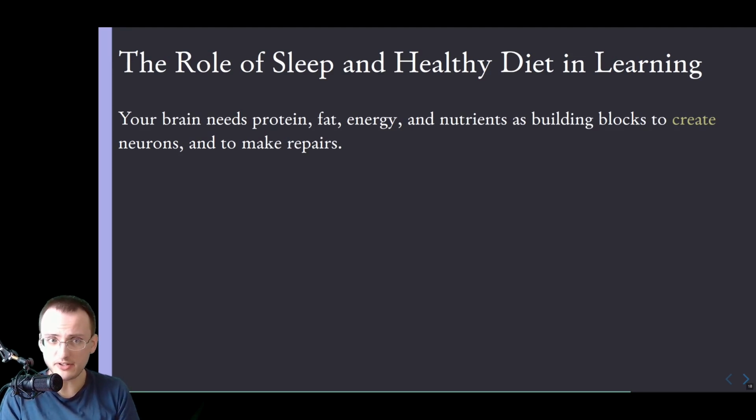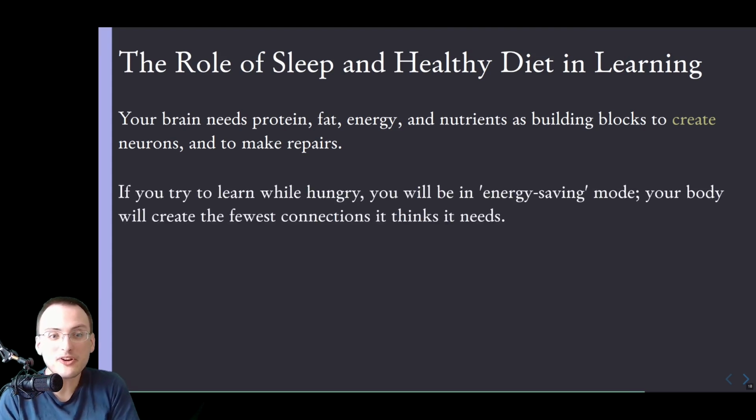Your brain is made of cells. Cells are made of proteins and fats and carbohydrates and nutrients. You need all of these building blocks to create those little chemical markers, to do the sodium potassium exchange that actually rubs together and causes the pulse of electricity that sends electricity along a neuron. If you're not getting any food and you're trying to learn while you're hungry, you're going to be in energy saving mode. Your brain is wired for survival first and foremost.